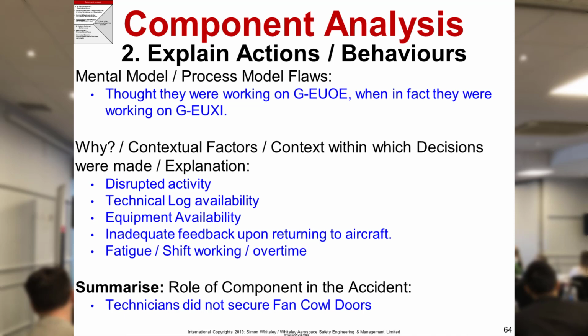Equipment availability, so they didn't have the oil guns that they needed. Inadequate feedback upon returning to the aircraft, so we talked about the markings on the aircraft, telling them what aircraft it was, and then also fatigue, shift working and overtime. So it was a night shift, these maintainers were doing overtime, there were challenges with scheduling of workers and having enough workers. And then in summary, the technicians did not secure the fan cowl doors.